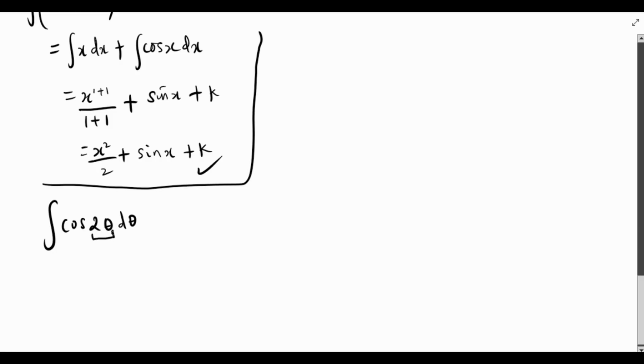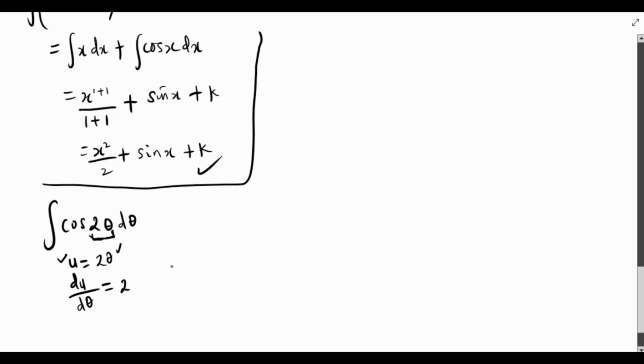Change the variable here. Change 2 theta to a variable. So we can assign it the variable u. We say u equals 2 theta. Right? u equals 2 theta, and then we say du d theta, because we are differentiating u with respect to theta. Right? So this is where you use differentiation also. Differentiate u with respect to theta, du d theta would be 2.